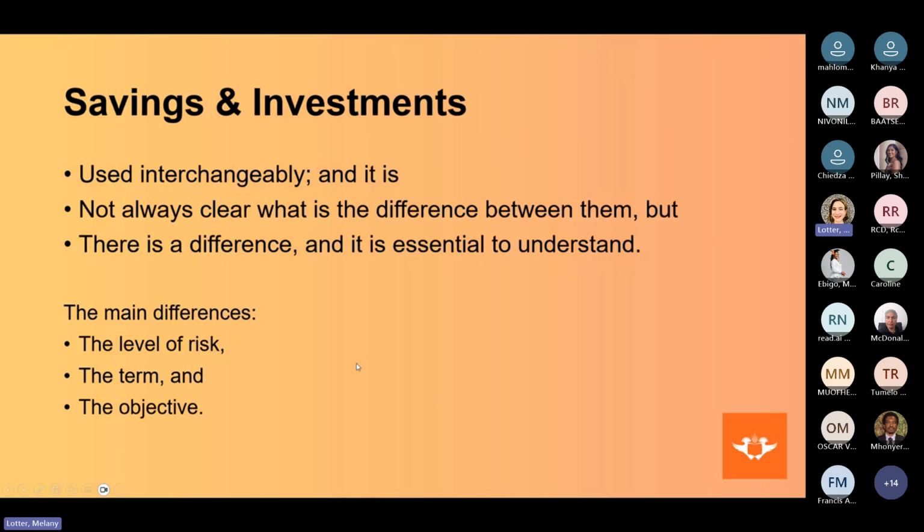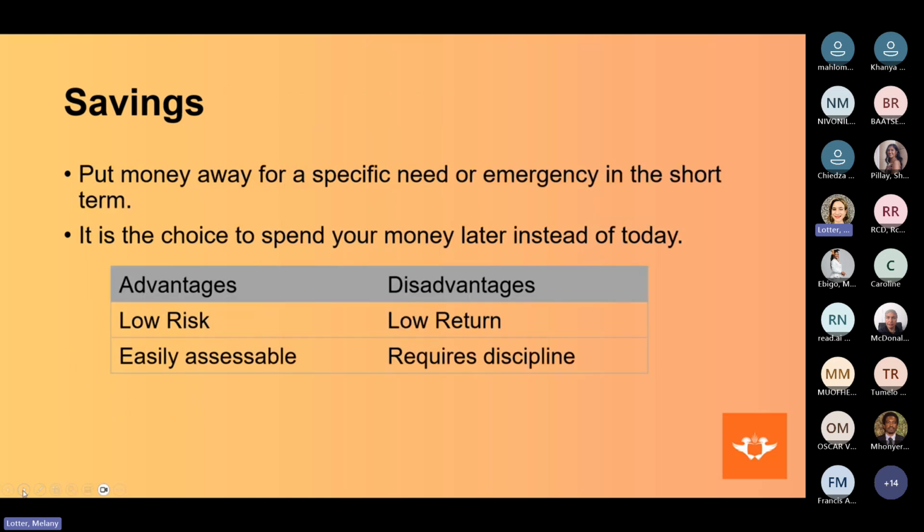When we look at savings and investments, we said earlier they are used interchangeably, but it's not always clear what the difference is. There is a very specific difference, mainly attributed to the level of risk, the term, meaning how long you keep it, and the objective, why you are keeping it. For savings, you might have a different objective than for investments. We'll first look at savings, then investments. Savings is putting your money away for a specific need or emergency in the short term.